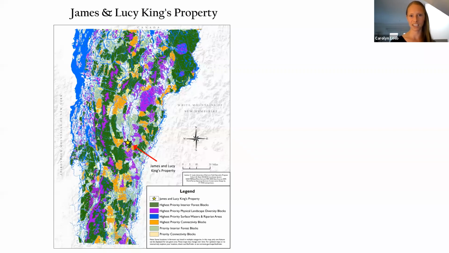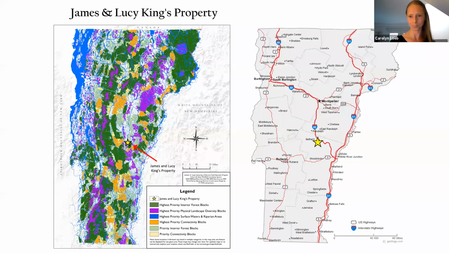So James and Lucy King's property is here, and at the state level, it's a little bit hard to see, but you can kind of pick out that they're located in the central eastern part of Vermont, and that green blob to their south and east is a highest priority interior forest block, and it looks like they're on the edge of a white area, and there's also some purple, so that is the physical landscape diversity blocks, so those are the soils and bedrock that are unique, that give rise to diverse forms of life. And on a traditional map, this is where they're located, right near Bethel, Vermont.